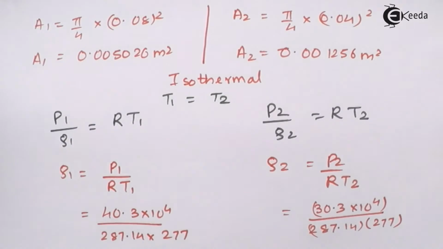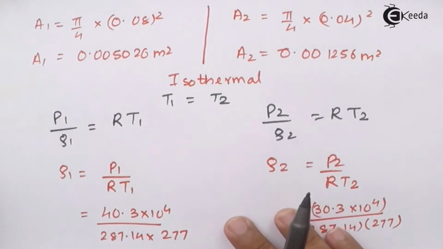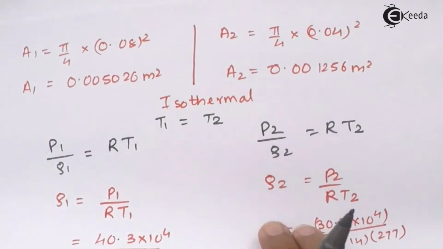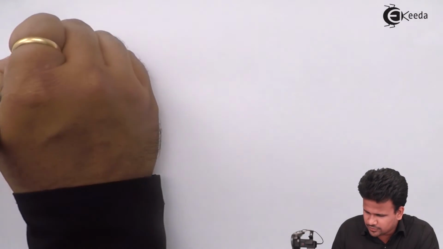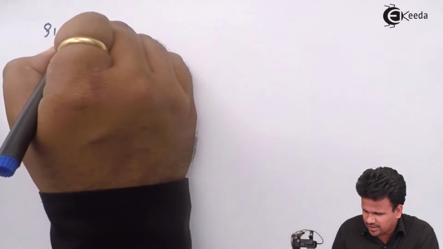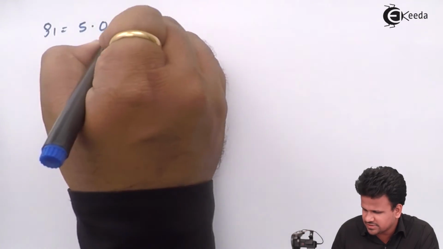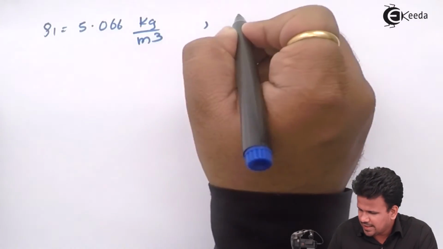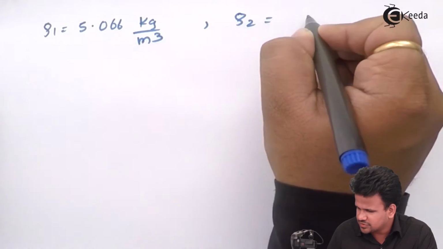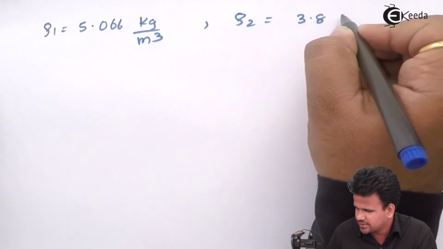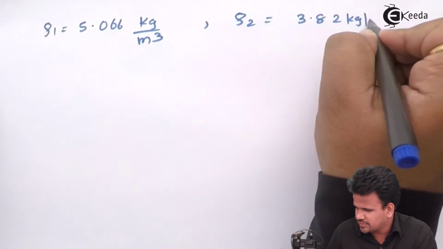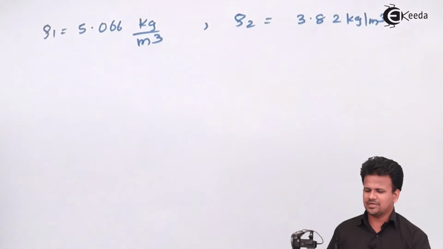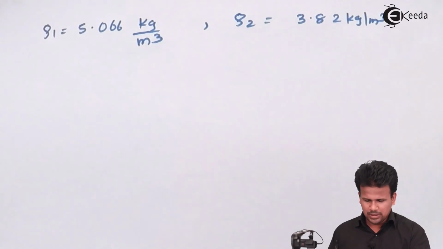On evaluation of this, after calculating, we'll get the value of ρ1 as equal to 5.066 kg per meter cube, and ρ2 is equal to 3.82 kg per meter cube. So we have calculated the value of ρ1 and ρ2.